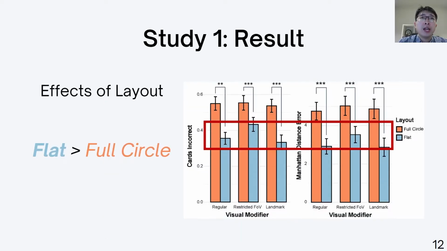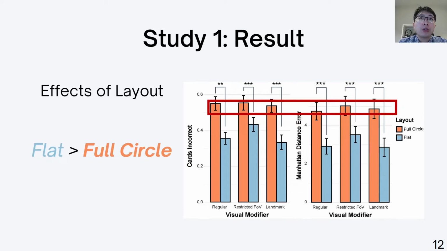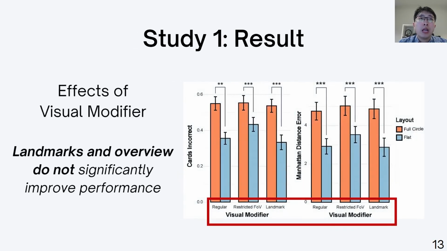Our results clearly show that participants are able to recall room-scale patterns of cars more accurately with a flat than a full-circle display layout in all visual modifier conditions. However, adding visual modifier to the layouts does not significantly improve performance, which means that the overview and implicit landmarks provided by the flat layout are not the main reason for the difference in performance between the 2 layouts.